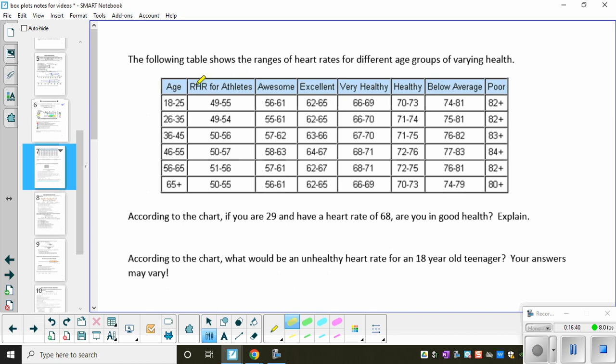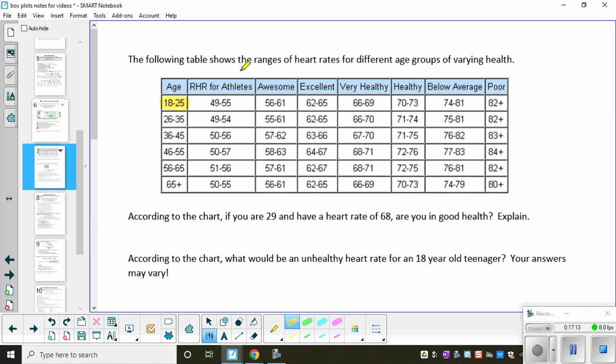RHR is resting heart rate, and we can see here that athletes generally fall into the category that has the lowest resting heart rate. Then we have awesome, your health is excellent, very healthy, healthy, below average, and poor. I want to explain the chart first: you guys don't even fall into this category yet. You're still younger than this category.